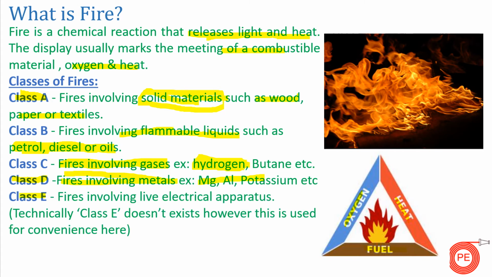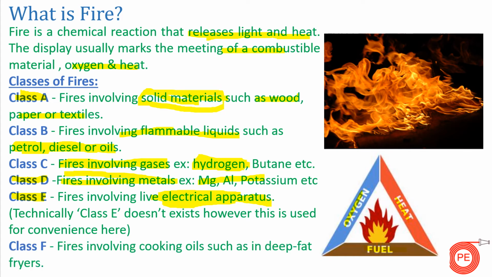Before telling about class E fire, technically class E fire doesn't really exist, because there is some other reason behind class E fires due to which they occur. But basically, if there is a fire in your electrical apparatus like computers or TV or anything which works on electricity, the fire that happens in these equipments comes under the purview of class E fires. Next is class F fires.